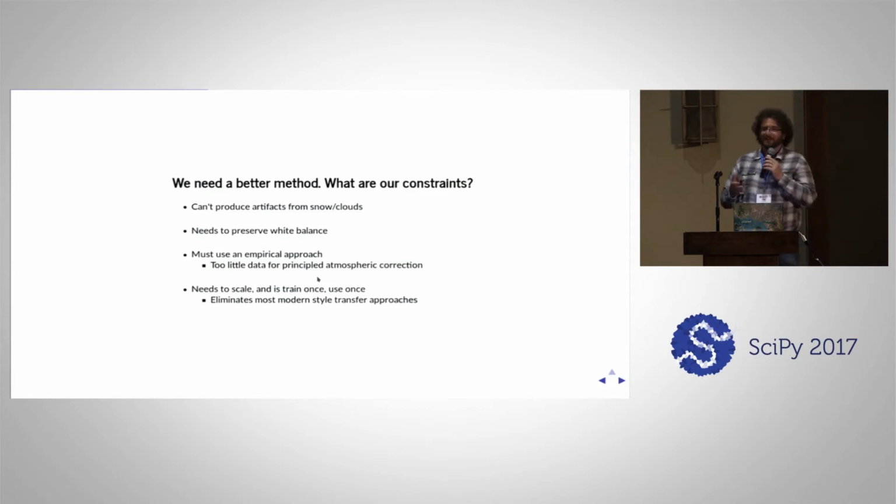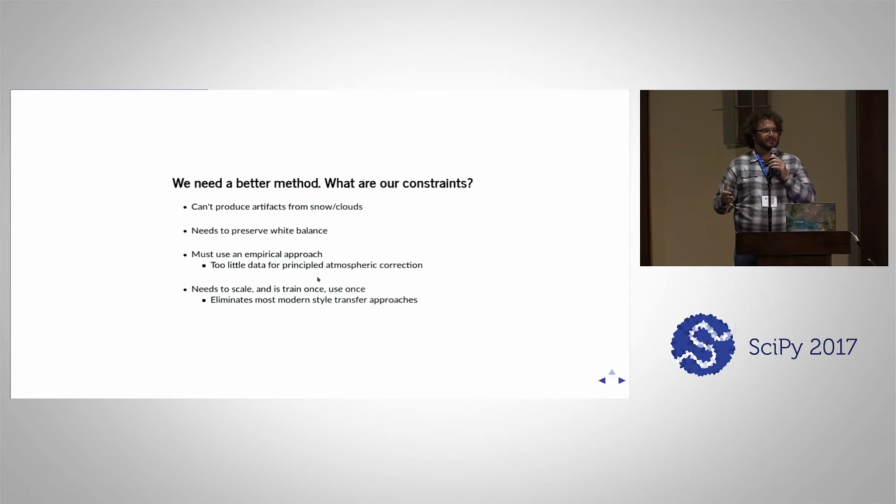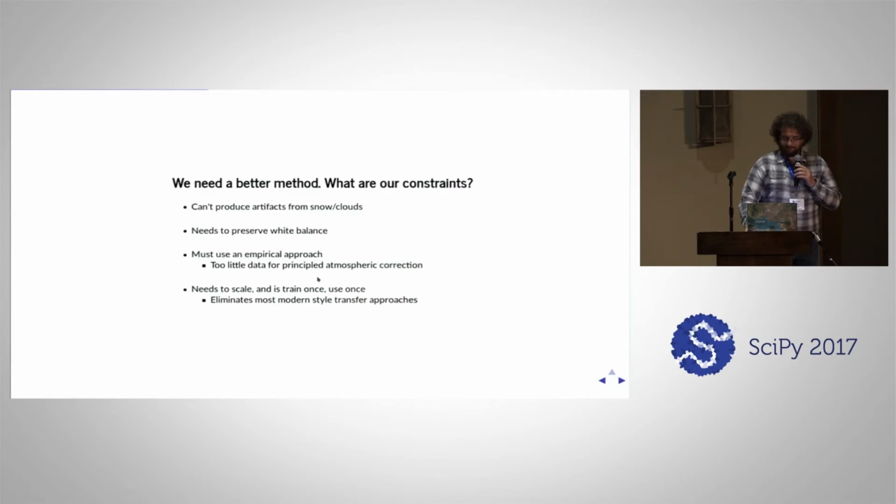And not only that, you can't train something and then apply it, because this is train once, use once. So it's not one of these cases where we can spend a lot of time up front training a model and then apply it really quickly. We've got to train it for every single image we put in, because every single data set it's matching to is different. And that kind of limits our options.